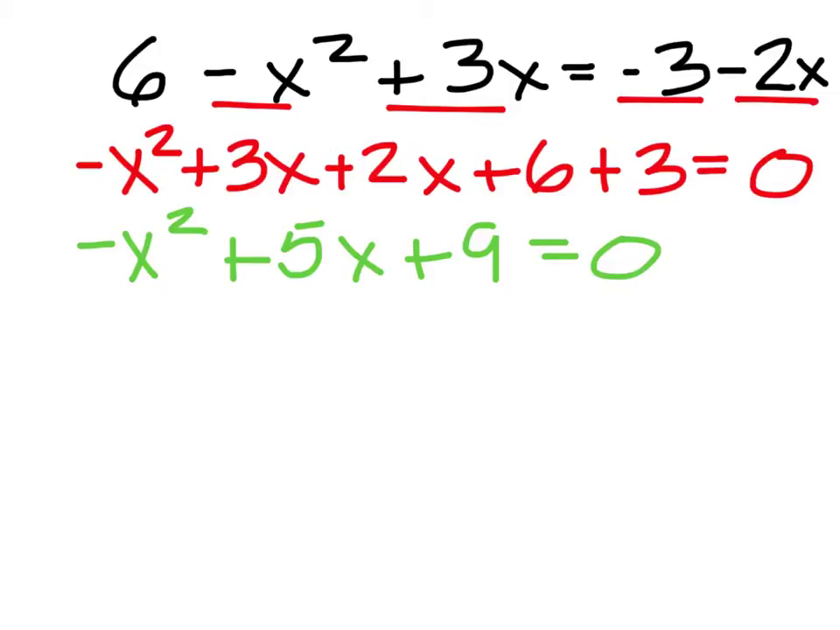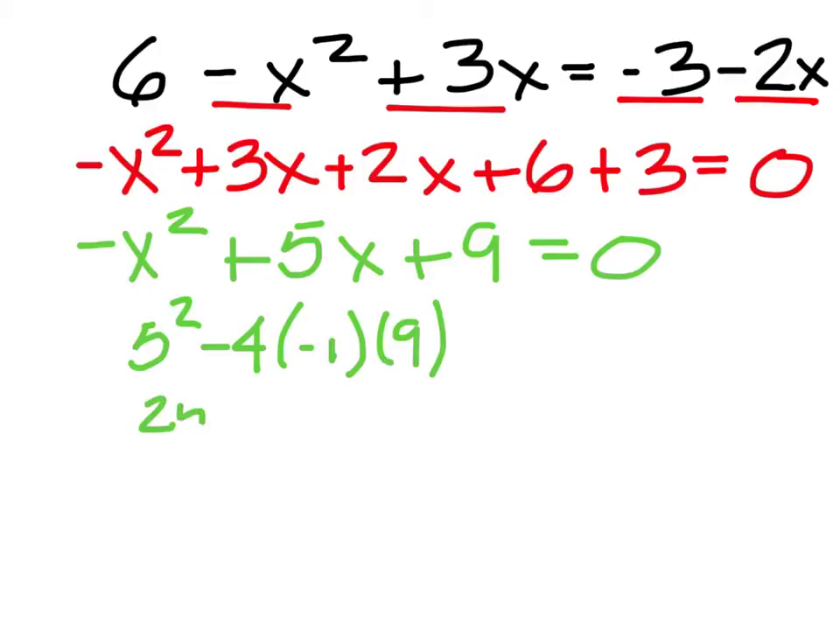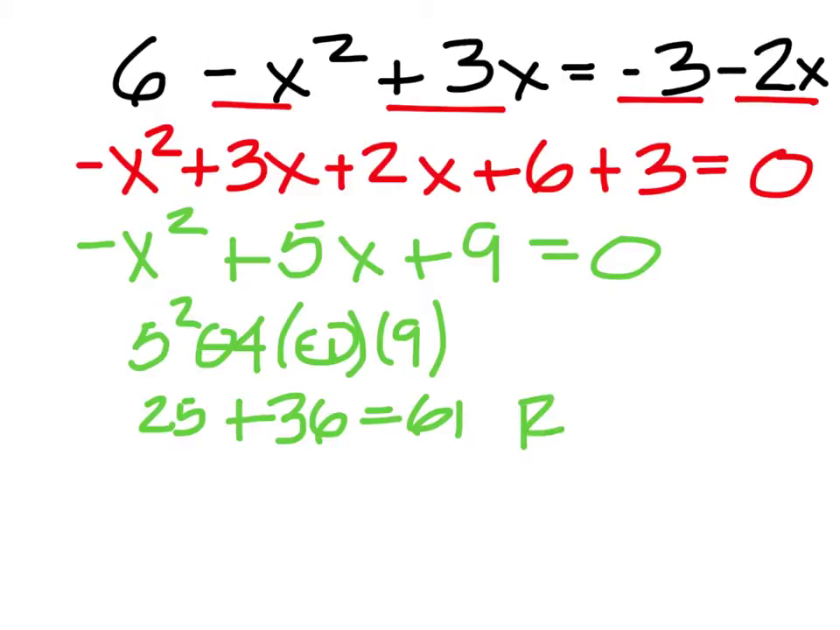Now for the discriminant, it'll be 5 squared minus 4 times negative 1 times 9. That's 25 plus, because you have a double negative, 25 plus 36 is going to be 61. That means it will be a real answer. So on the next page, we will use the discriminant of 61, the A value of negative 1, B value of 5.